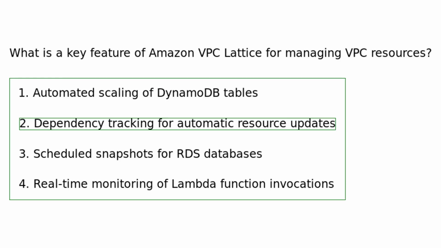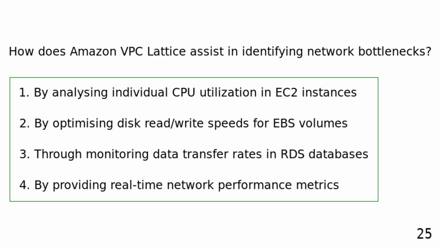Amazon VPC Lattice includes dependency tracking as a key feature for managing VPC resources, allowing for automatic updates and adjustments based on changes to interconnected components within the network. How does Amazon VPC Lattice assist in identifying network bottlenecks? By analyzing individual CPU utilization in EC2 instances. By optimizing disk read/write speeds for EBS volumes. Through monitoring data transfer rates in RDS databases. By providing real-time network performance metrics.